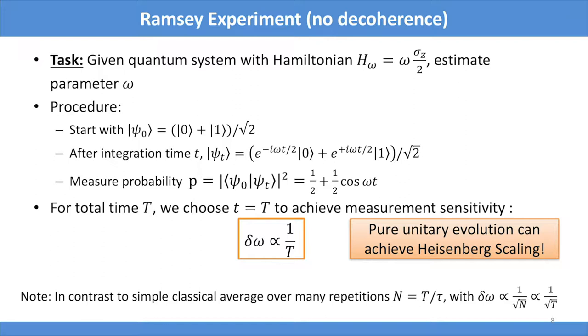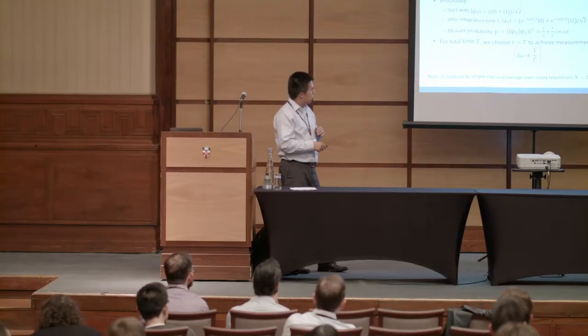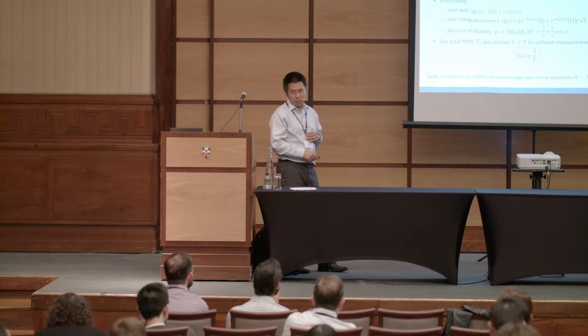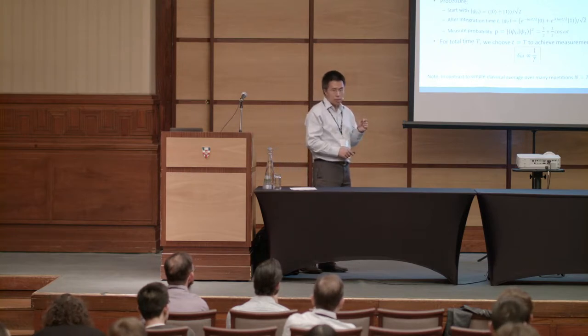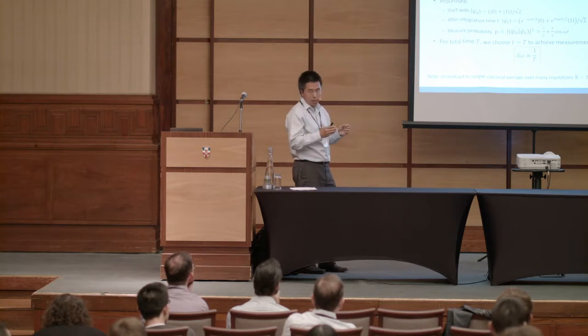And then you accumulate the statistics so that you know the probability of being projected to the original state. And this probability is a cosine function of time, and the oscillation period depends on the energy difference between the two levels. So you can see that the longer you wait, the faster the oscillation with respect to this energy difference, which means it will be more sensitive to the energy difference if you can wait a longer time.